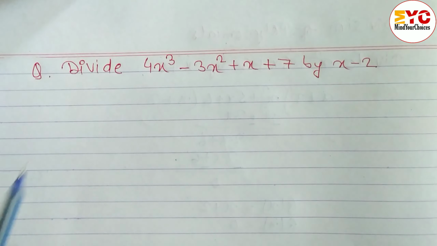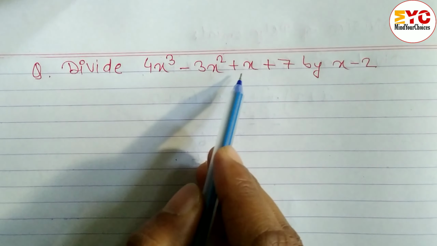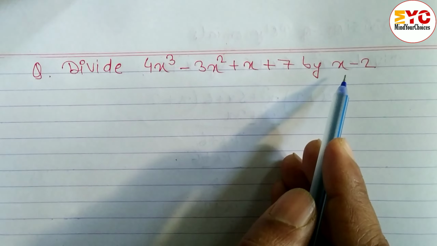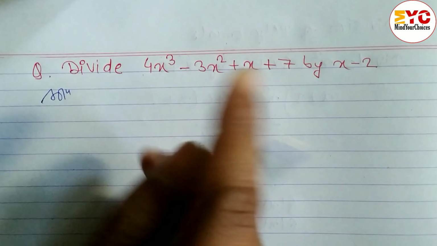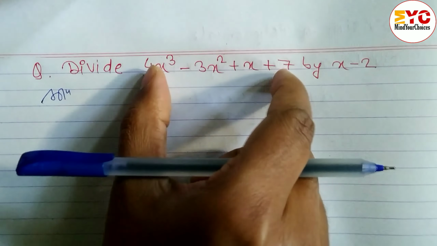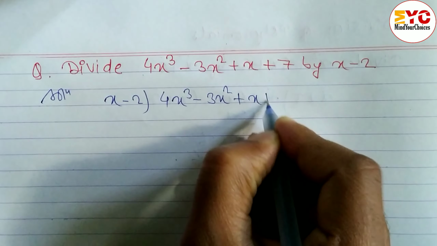We have a question: divide 4x cube minus 3x square plus x plus 7 by x minus 2. I'm going to solve by long division method. Let's make a start here. We have to divide: this means dividend, and this one is divisor, x minus 2. From where we have to divide the dividend? x minus 2 we have to write here, and 4x cube minus 3x square plus x plus 7.